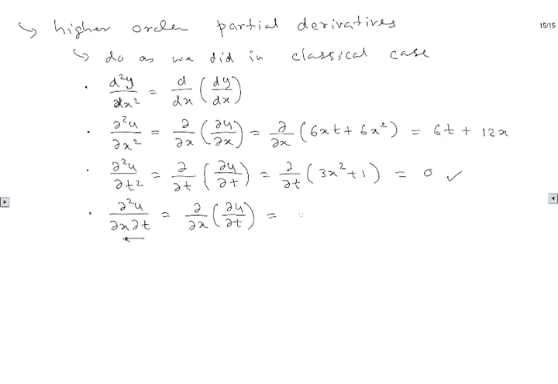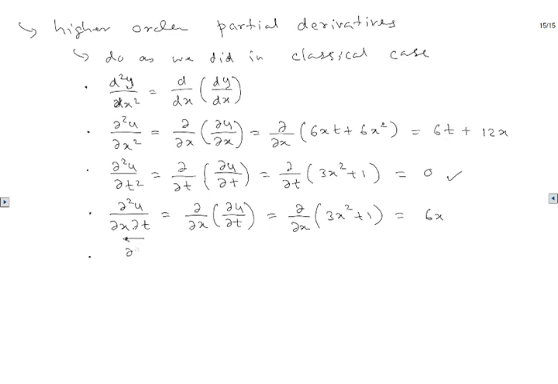So that means it's ∂/∂x of ∂u/∂t. We already have ∂u/∂t, which is 3x² + 1. Now take the x derivative. That means you're going to get 6x. Okay. Good.